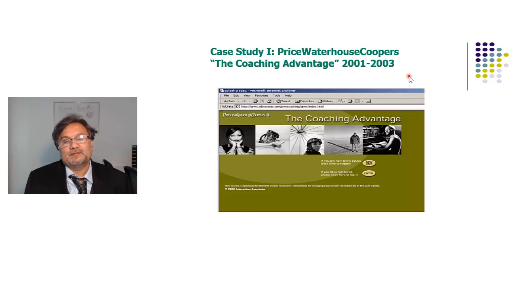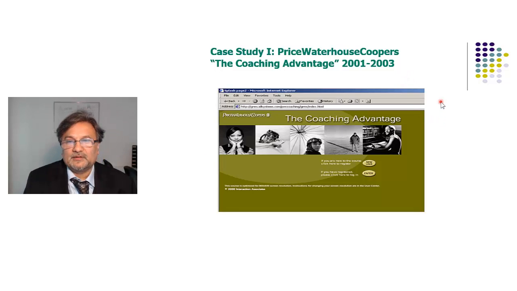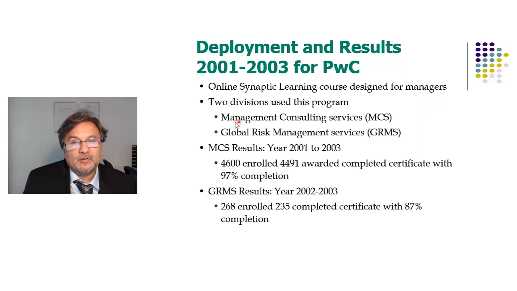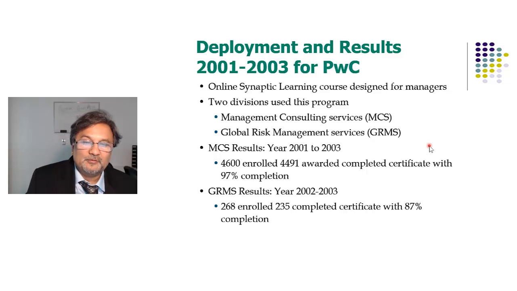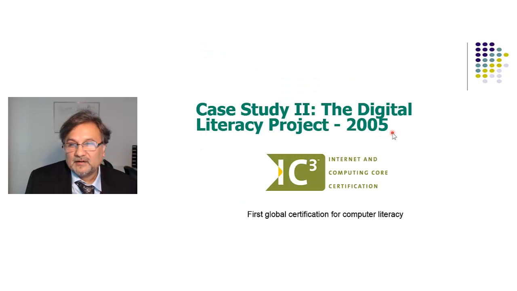This is a course that we did for PricewaterhouseCoopers a long time back, and this was a course for mid-career executives in order to become better coaches for their own employees. In this case, 2 divisions of PricewaterhouseCoopers, Management Consulting Group and Global Risk Management Group, had 4,600 employees go through our system, and we had 97% completion. Because in this course we provided 3 different learning strategies, we increased the completion rate from 87% to 97%, and this is why adaptive learning is so powerful.